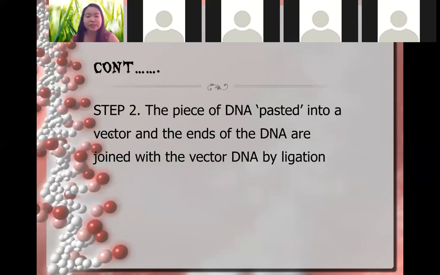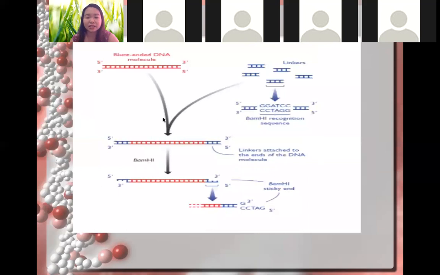So step 2, the piece of DNA is pasted into the vector and the ends of the DNA are joined with the vector DNA by ligation. So this is how ligation works, once you have cut it.